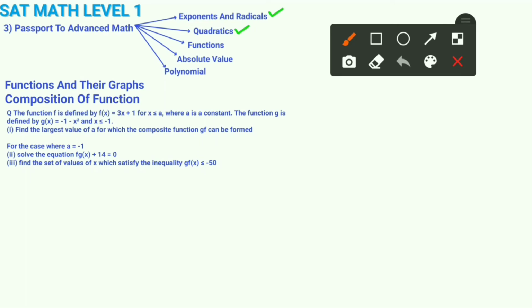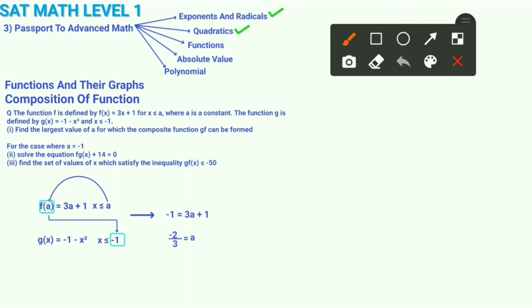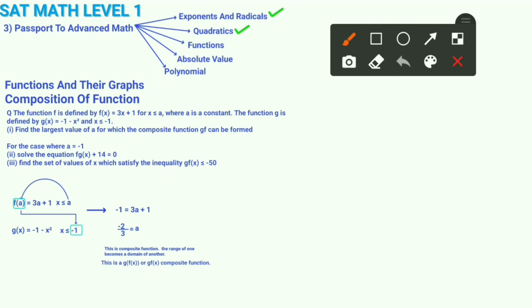The function f is defined by f(x) is equal to 3x plus 1 for x less than a, where a is a constant. The function g is defined by g(x) is equal to minus 1 minus x squared, for x less than minus 1. Find the largest value of a for which the composite function gf can be formed. Okay. This is a composite function. The range of one function becomes the domain of another.